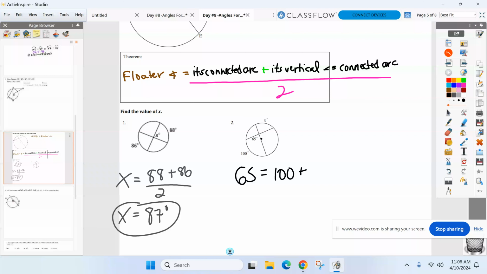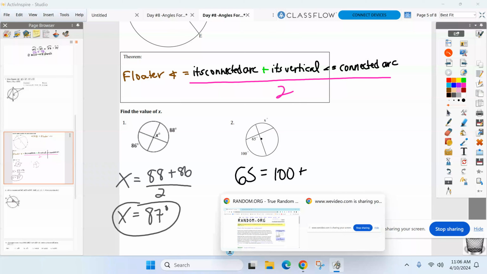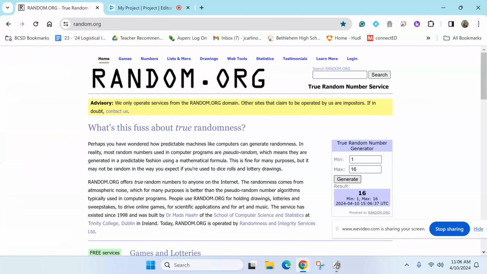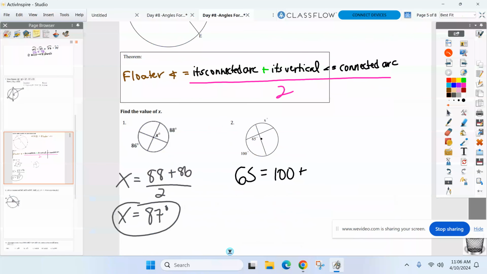Along with what's its vertical angle's connected arc? What's its vertical angle's arc? Let's go deep here. The vertical floater angle is 65. It's vertical. What arc is it connected to? That's what I'm asking. There you go. And now I divide that by 2. I'm hoping you get rid of the 2 first. How do you want to get rid of the 2? Multiply by 2. Yeah, that's what I was thinking too.